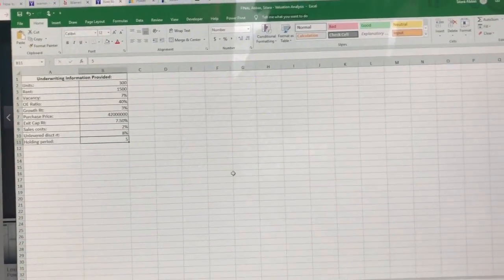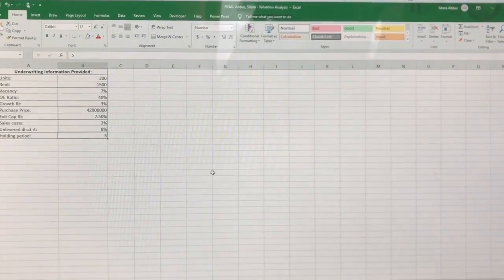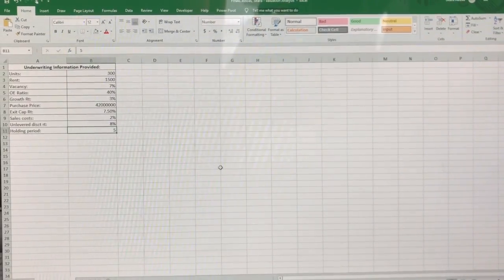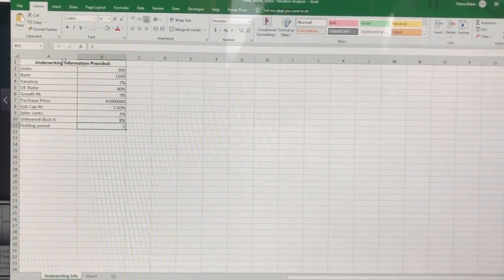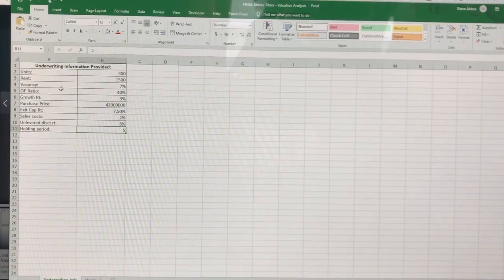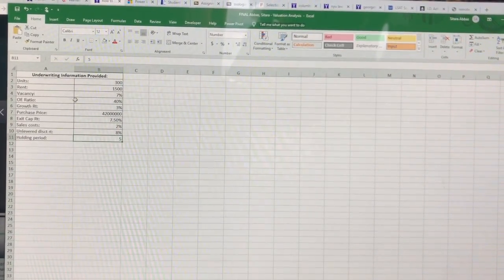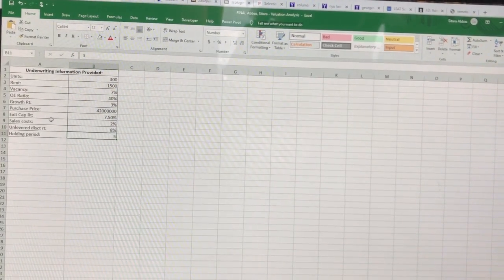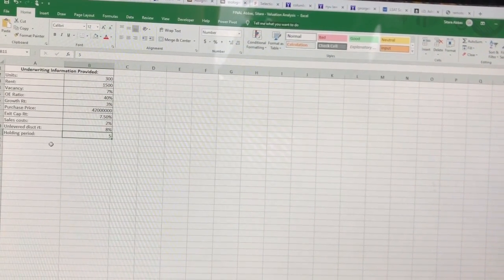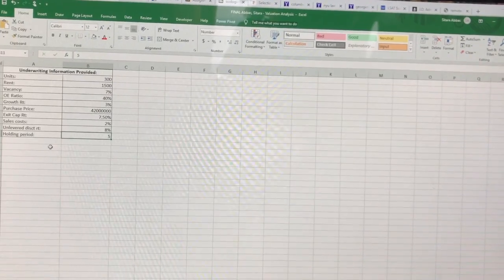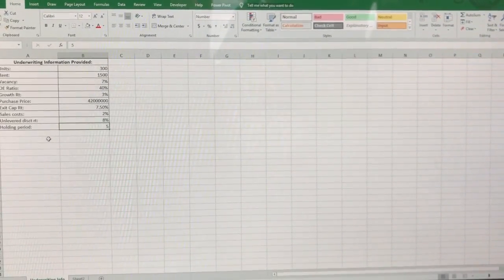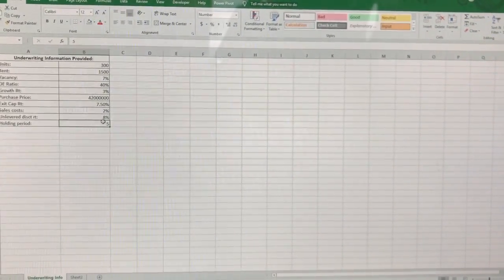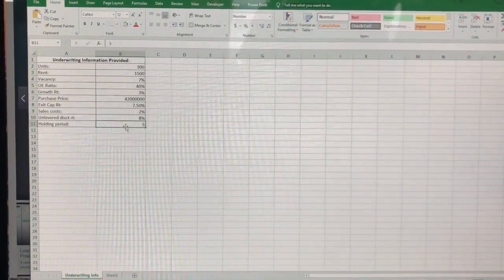Sheet one here contains underwriting information related to a given property. I have units, rent, vacancy, operating expense ratio, the growth rate, purchase price, exit cap rate, sales cost, unlevered discount rate, and the holding period of the property, which is 5 years.